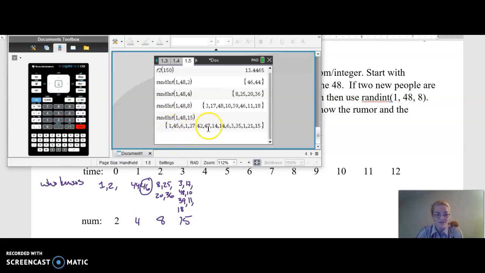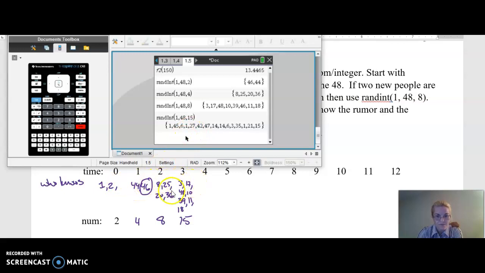So it's going to give me this list of 15. And what I'm looking for here is new numbers, new people who've not heard the rumor yet. So 1 has already been told. 45, has 45 been told? Nope, they're new. 6, has 6 been told? Nope, they're new. 1 was already told.